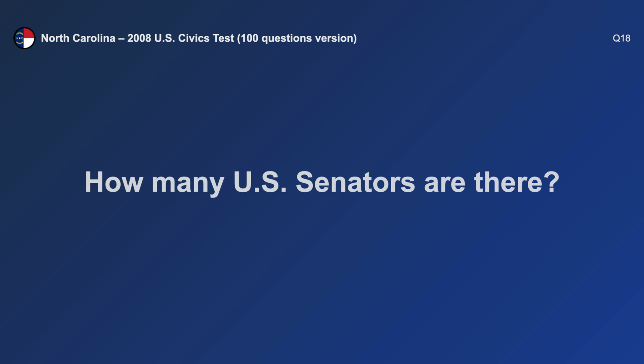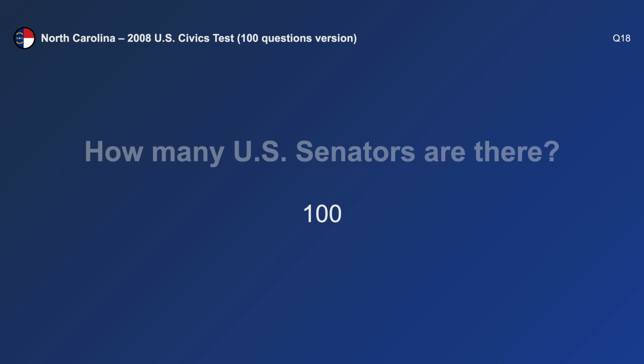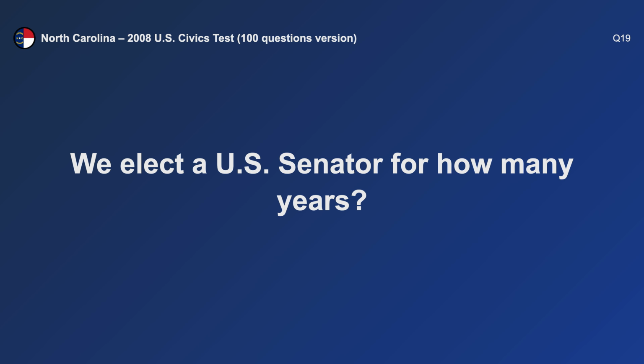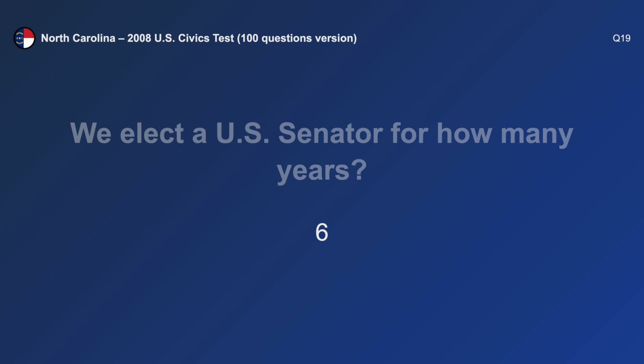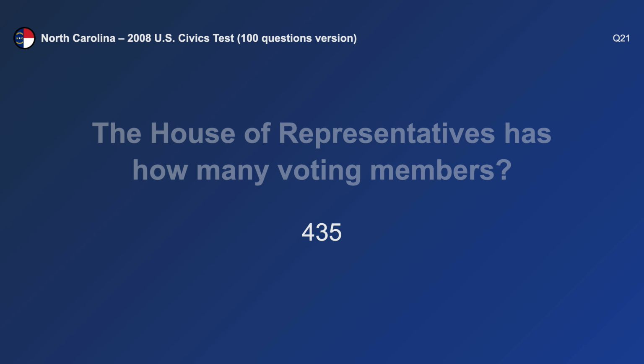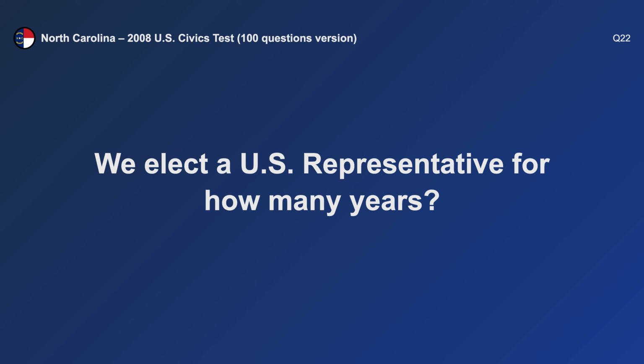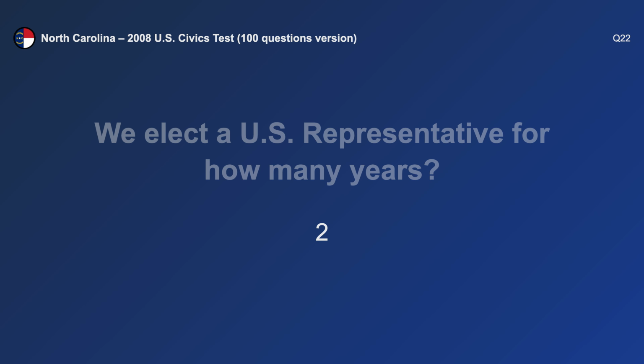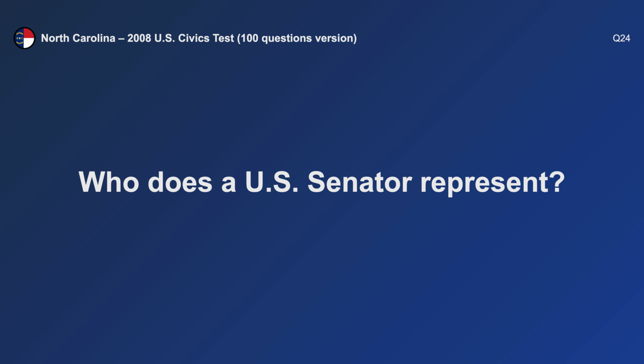How many U.S. senators are there? 100. We elect a U.S. senator for how many years? 6. The House of Representatives has how many voting members? 435. We elect a U.S. representative for how many years? 2.